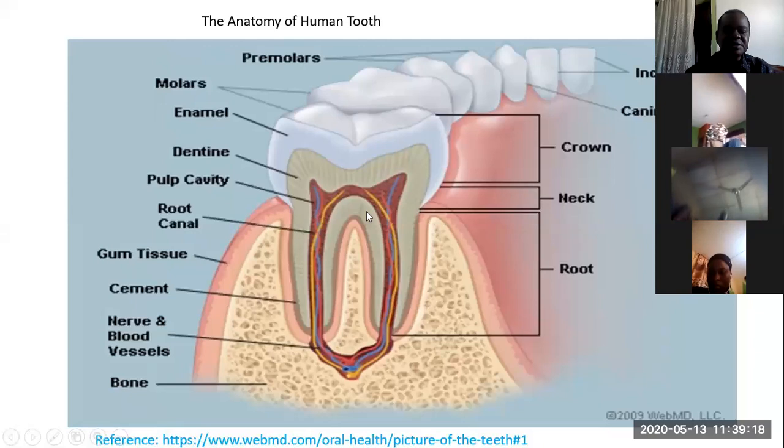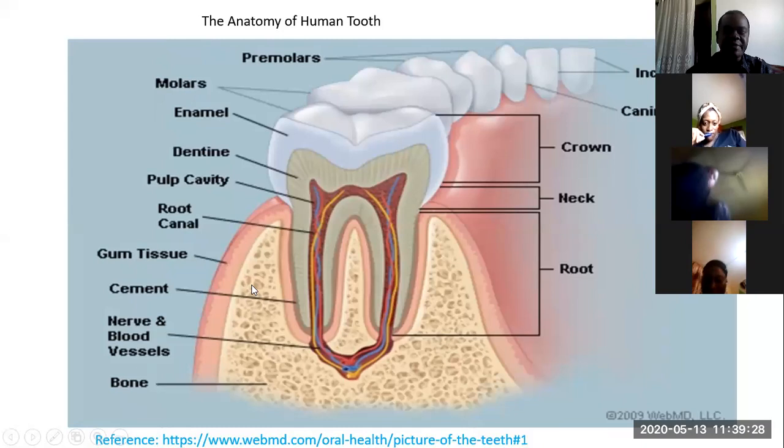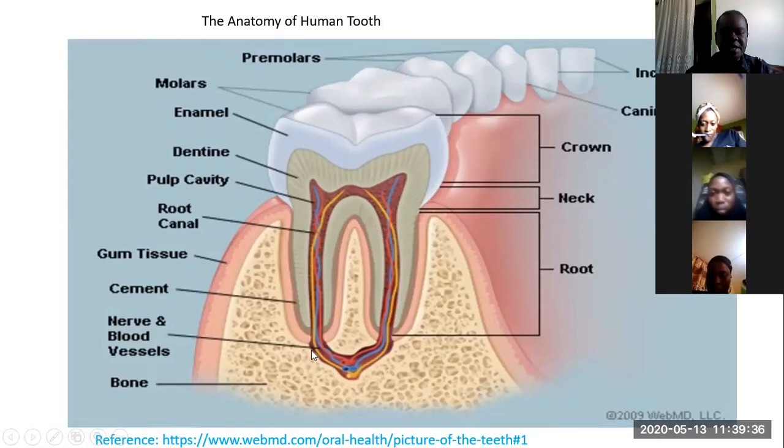Then around that tooth structure, we have the gum tissue. The gum tissue is what all of you can see. The gum tissue covers the cementum. Then the nerve and blood vessels, like I told you, supply the pulp cavity. They all start from here. And then you have the bone, the alveolar bone. The alveolar bone is where a tooth grows up from. So the alveolar bone is what sustains the tooth in the mouth.